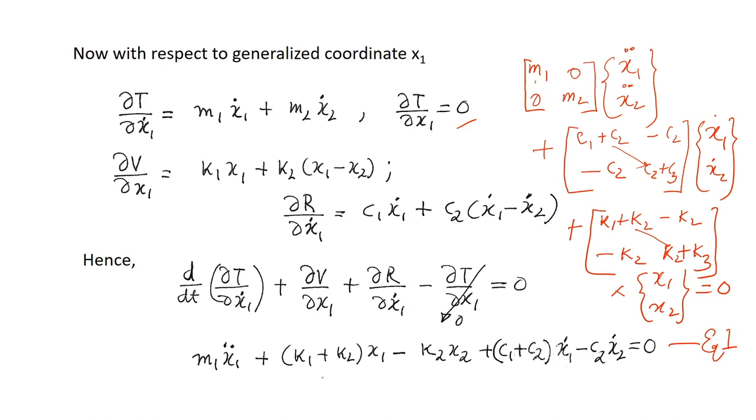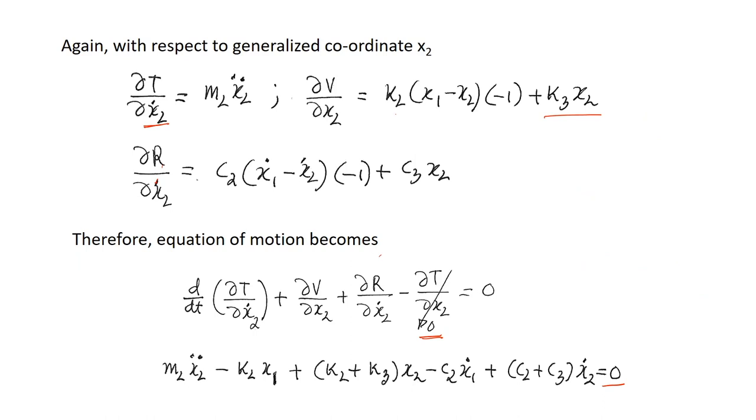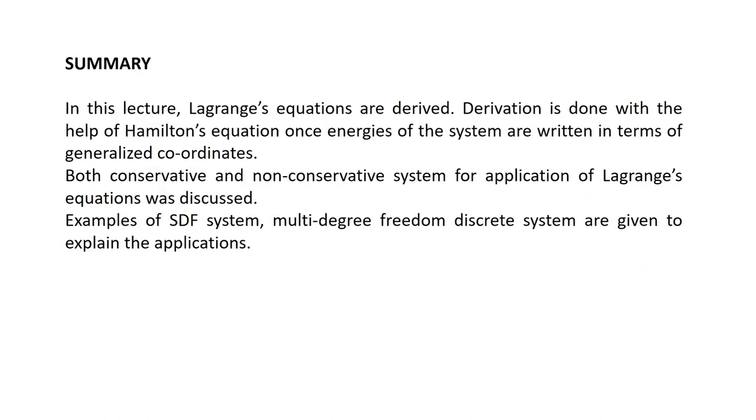So, the application of Lagrange's equation is very convenient for multi-degree of freedom systems as well as single degree of freedom systems. The only thing is that you have to know the generalized coordinates as a function of time. Let us summarize what we have discussed today. In this lecture, Lagrange's equations are derived with the help of Hamilton's principle. Once the energies of the system are written in terms of generalized coordinates, we derive the Lagrange's equation, taking the help of the earlier derived Hamilton principle, after knowing the energy expression, the potential function, as well as Rayleigh's dissipation function in case of a damped system, in terms of generalized coordinates.